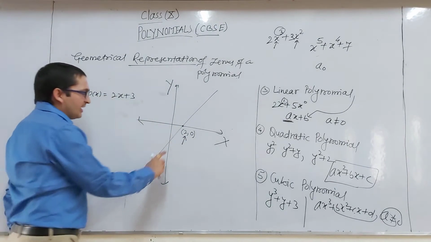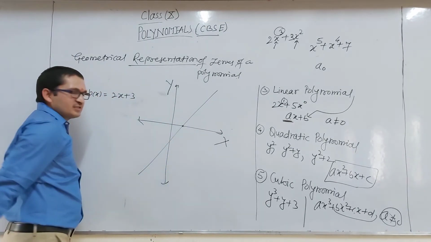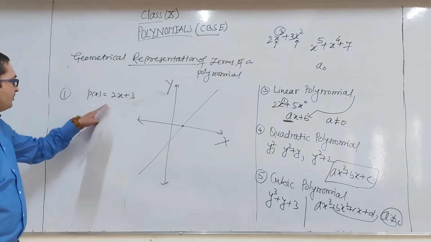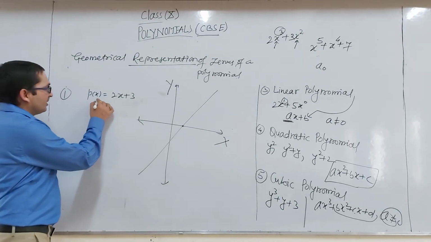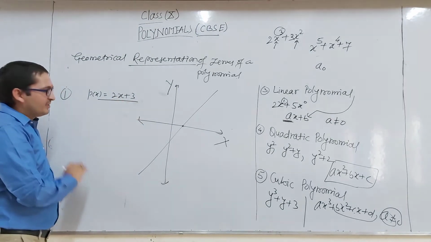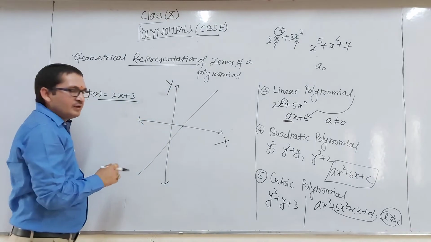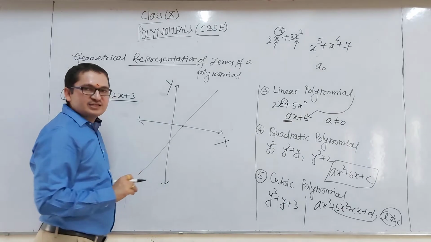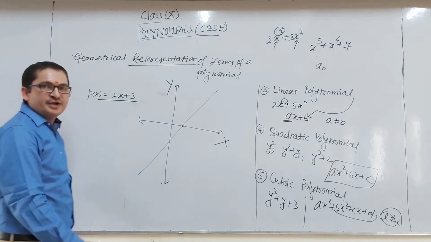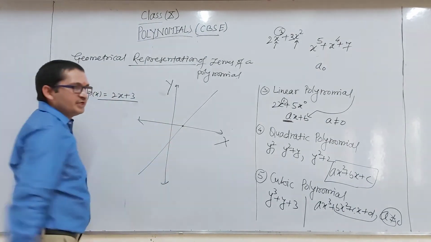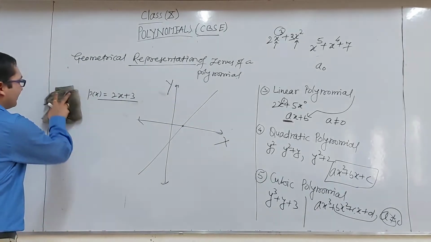The x coordinate of the point is known as the zero of this polynomial. Remember it. Again I am repeating. We are taking a linear polynomial 2x plus 3. You need to plot the graph. When you plot the graph, you will get a straight line. This straight line will intersect the x-axis at a point. The x coordinate of this point is known as the zero of this polynomial. In linear, you will get a straight line.